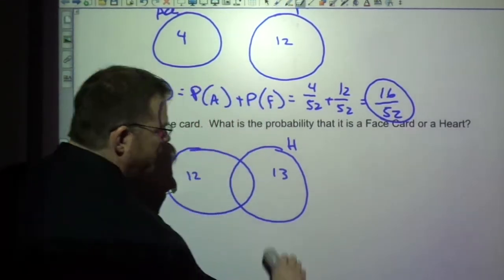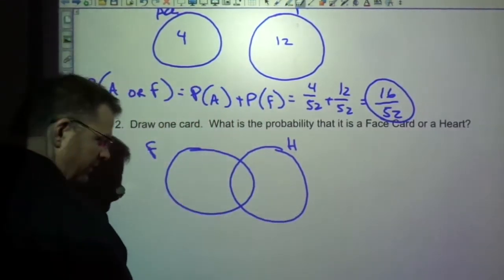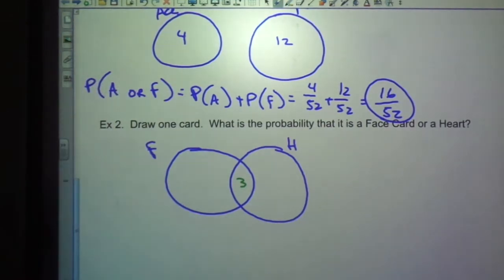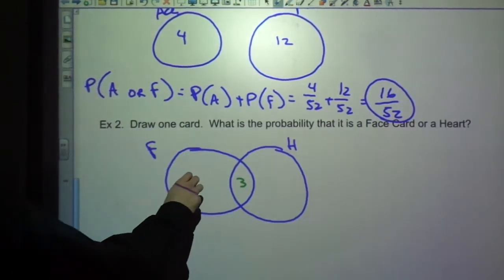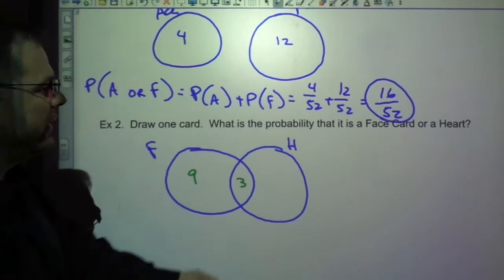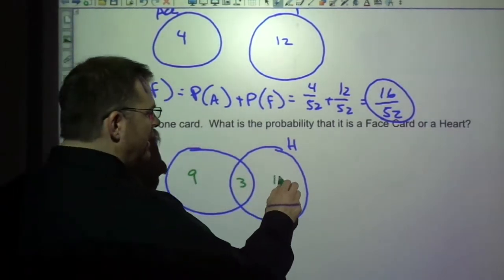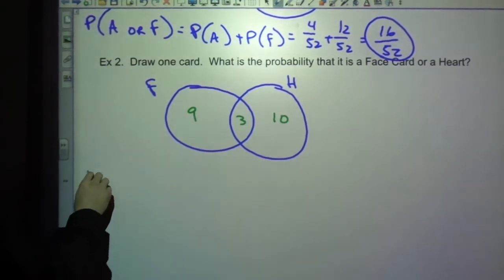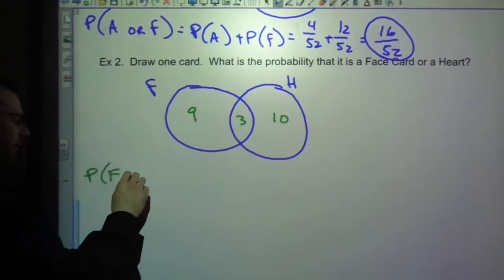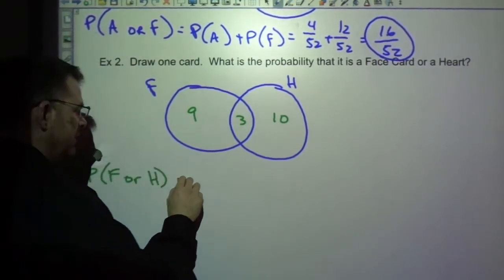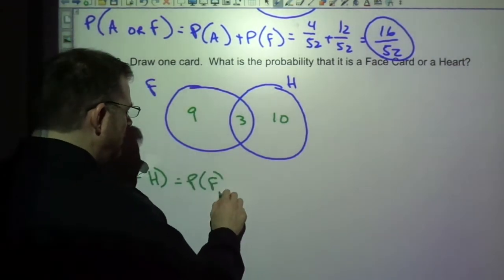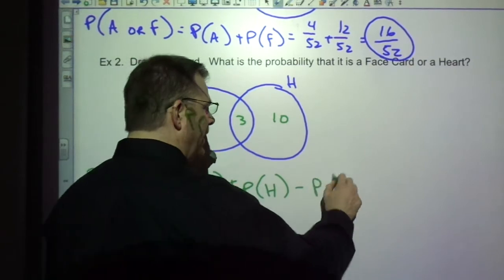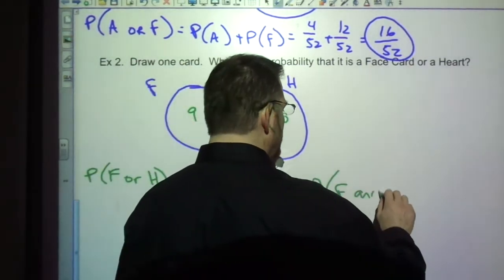I just mentioned the jack, queen, king of hearts are both. So let's put those in the middle. And so out of the 12 face cards, that leaves 9 left. Out of the 13 hearts, that leaves 10 left. So now, because these are not mutually exclusive, the probability of a face card or a heart is going to be probability of a face card plus the probability of a heart minus the overlap, face card and a heart.